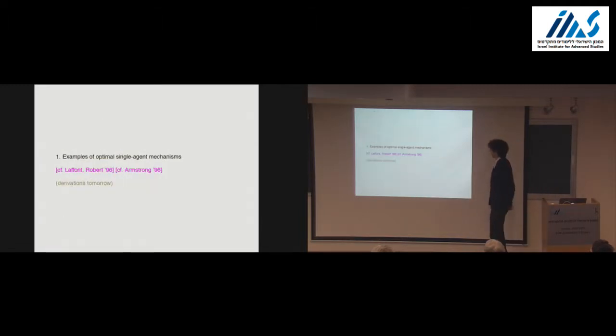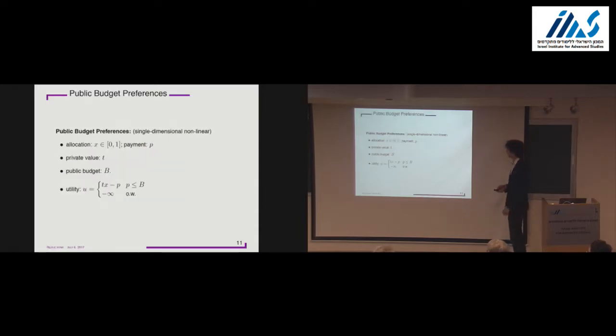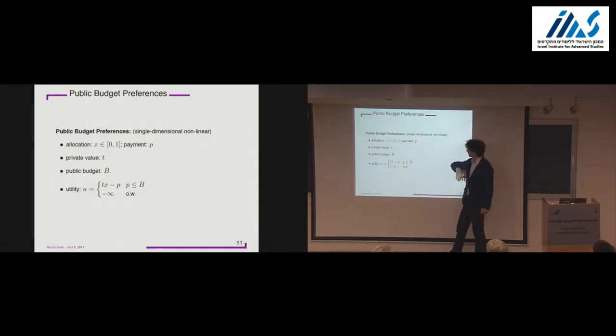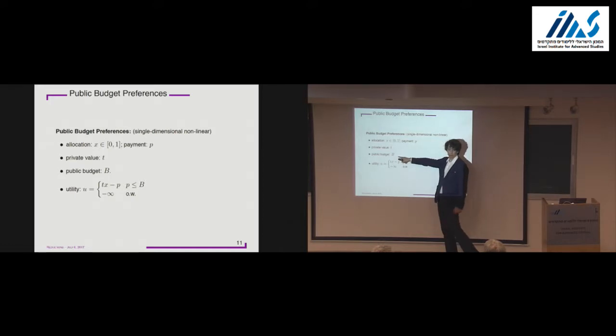Okay, so examples of single agent optimal mechanisms, and I'm going to be talking about public budgets and the multidimensional player who's uniform on the square, like my examples, and those come from Laffont and Robert and Armstrong. Public budget meaning, it's on the next slide. Okay, so public budget preferences. This is a single-dimensional nonlinear setting. So I'm going to be allocating with probability between 0 and 1 and charging a payment. The player's got a private value T. There's a public budget, so it's known what the budget is beforehand.